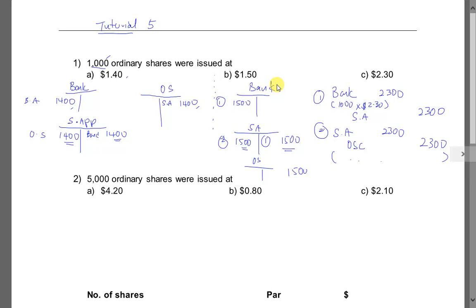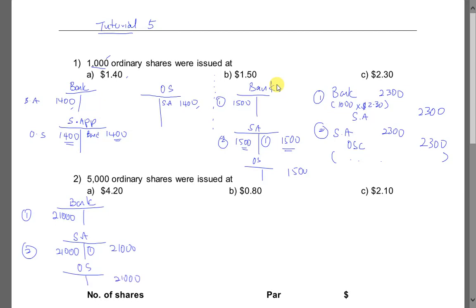Okay, so question 1 done. Let's try example 2. The company is to raise cash by issuing 5,000 shares, and each share was issued at $4.20. So debit bank, received money 21,000. Credit share application. Okay, and number 2, debit share application and credit ordinary share.